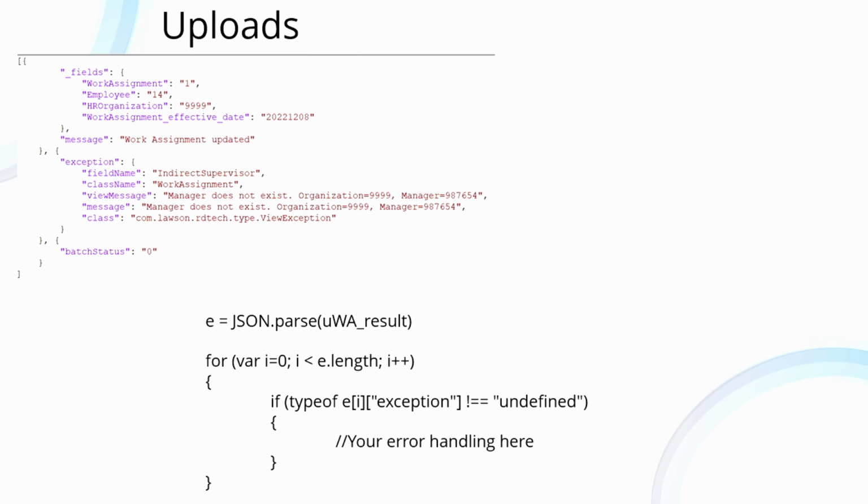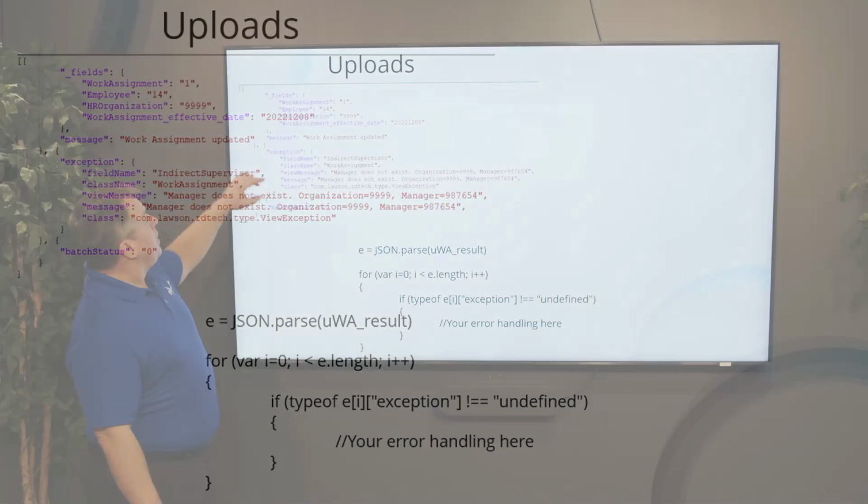At the bottom, we have the code for how to do it. We have to parse our result. Then we're going to loop through that object, and if we do have an exception, then we can log that appropriately.